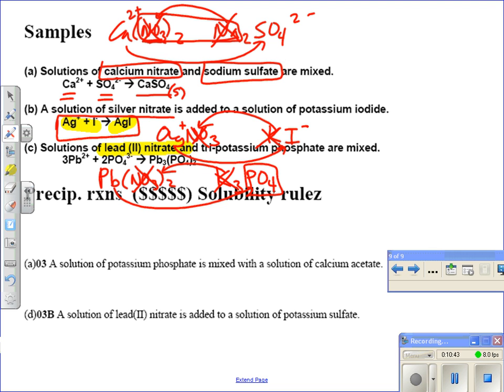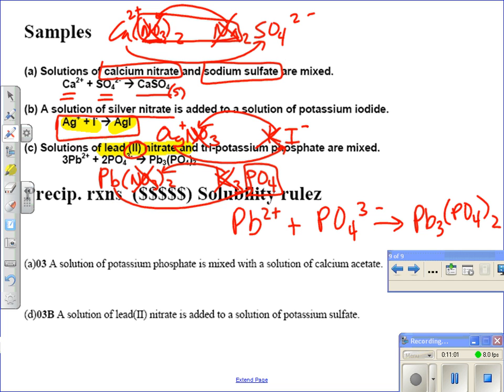When you go to do this, you're going to write out Pb. They already told you it was 2+ from the Roman numeral. You should have learned that last year. Plus PO4 3-, and then you have to put them together using crisscross. The ratio is going to be Pb3(PO4)2, and then you have to balance it by putting a 3 there and a 2 there.